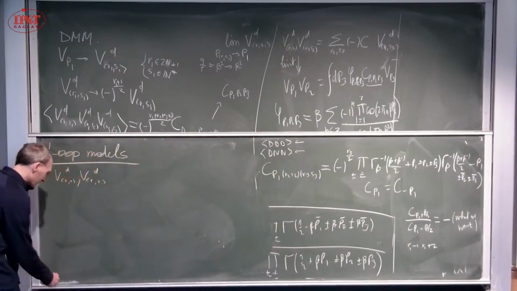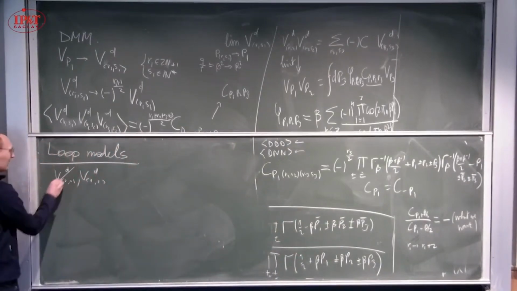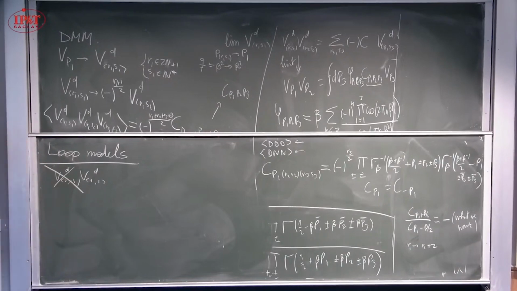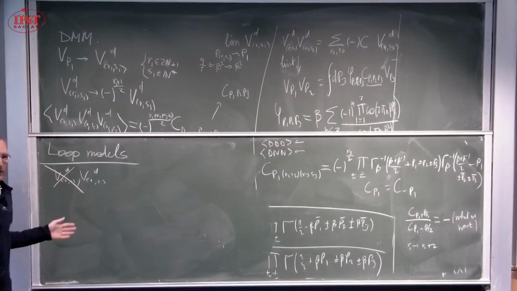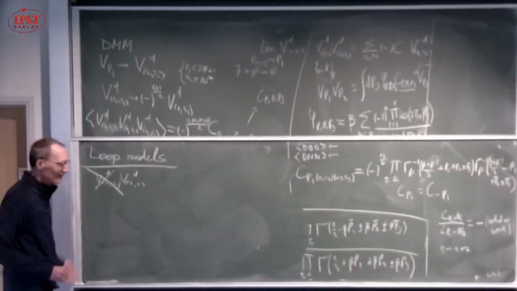So in loop models, we have only one field. And obviously, this will not determine a unique solution. I mean, the analytic bootstrap we did so far will not determine a unique solution. Nevertheless, let's see what we can do.